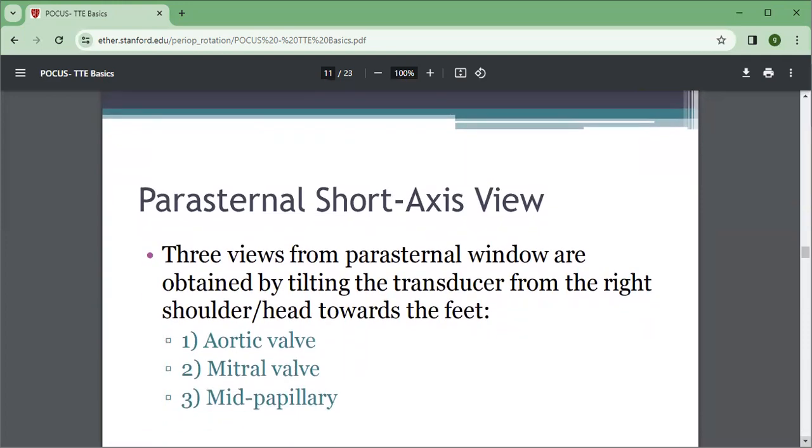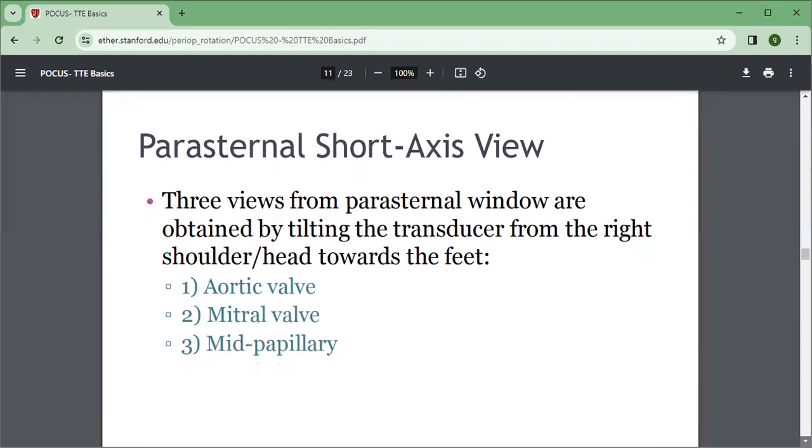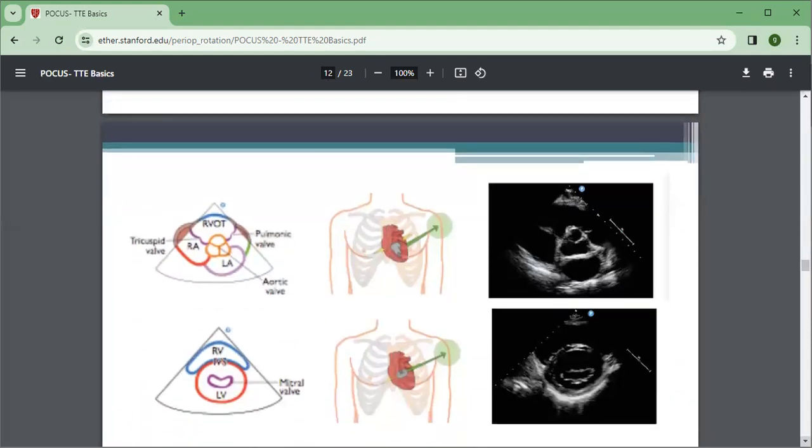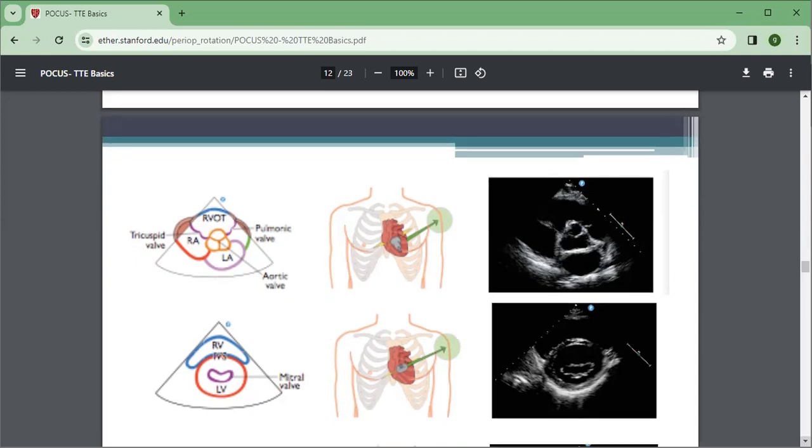So there are 3 views from the parasternal window. The parasternal window has 3 views. You can view them by just moving the knob on the transducer. You can visualize the aortic valve, you can visualize the mitral valve, and you can also visualize the mid papillary muscles.